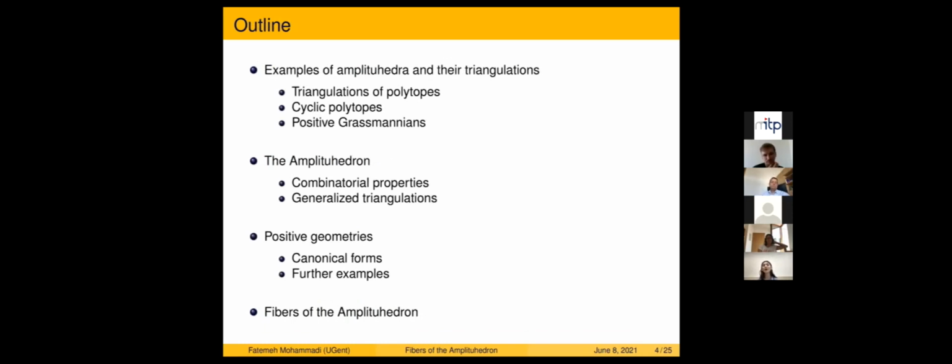I'm going to start by giving you some examples of amplituhedra. Namely, the simplest examples are polytopes, cyclic polytopes, and positive Grassmannians, which are well understood in terms of the triangulations and the canonical form. Then I will show you the more concrete, formal way to define the amplituhedron, and see what properties of the amplituhedron we are interested in, namely triangulations and their canonical forms. Then we will look into positive geometries and these fibers of positive geometries and fibers of the amplituhedron.